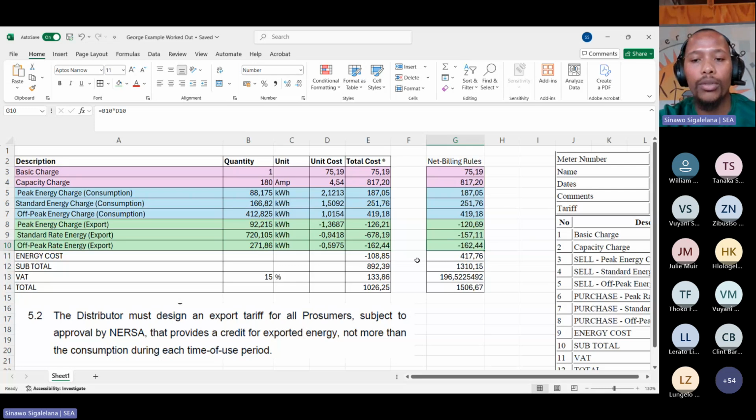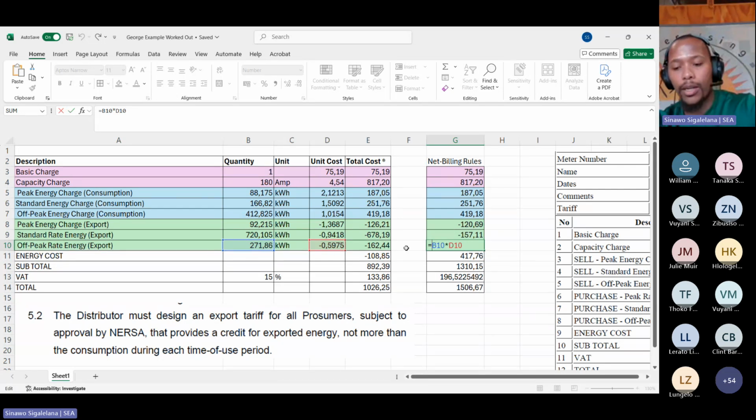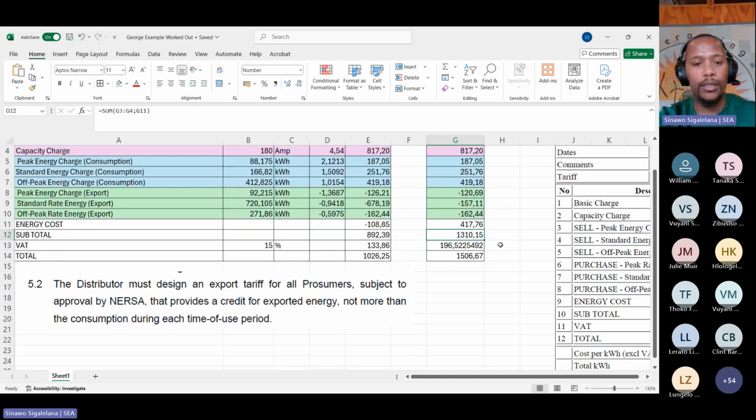You carry over to the next month. And then the third one, because this one off peak is less than the consumption, you take the actual one and multiply it with the credit. All right, this is my interpretation of 5.2, colleagues. You can continue with your question. I just wanted to explain that so that we are together. So thank you very much.